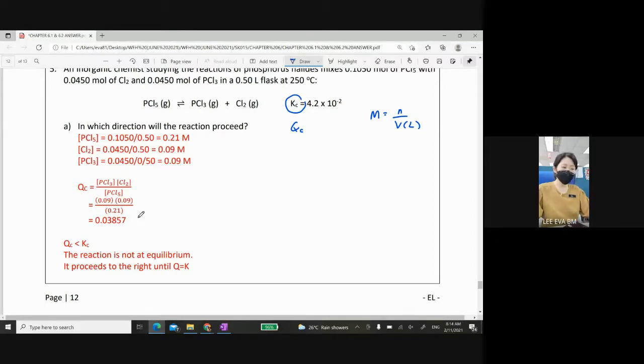So QC smaller than KC, the reaction is not at equilibrium, so the reaction will proceed to the right until Q equals to K. So please check your answer, yeah? So any question for question number 5?